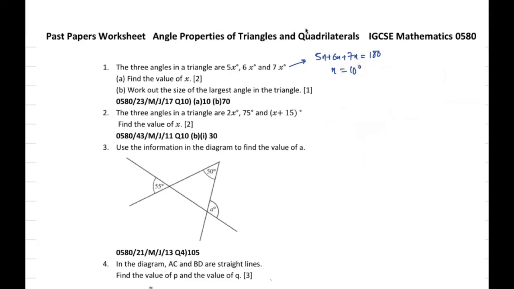Yes. Okay. Now the question says work out the size of the largest angle in the triangle. The largest angle is going to be 7x. So 7 times 10, 70 degrees.